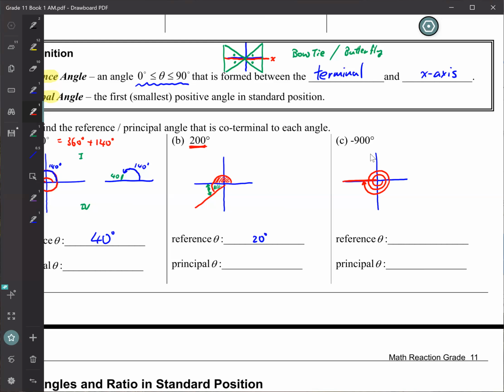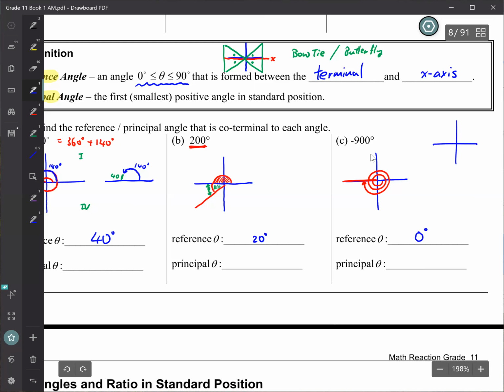If that's right on the x-axis, what do you think the reference angle is then? Yosher? Is it 0? Yes, then this one will be 0, right? Because the reference angle has to be in between the x-axis and the terminal arm, but it's right on top of it. So there's no space in between. So this is 0 degrees.